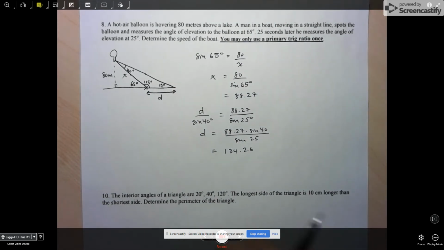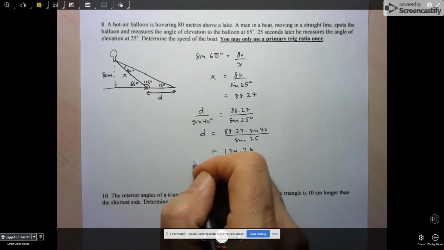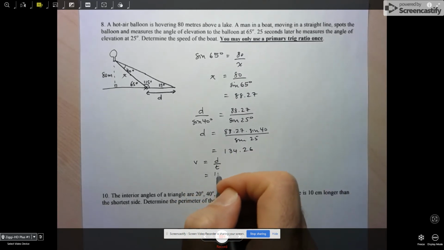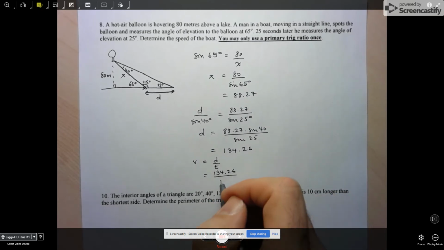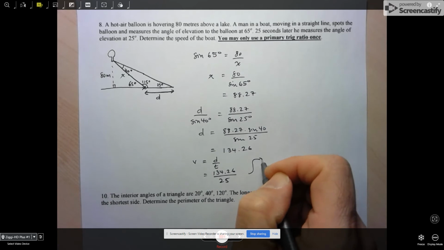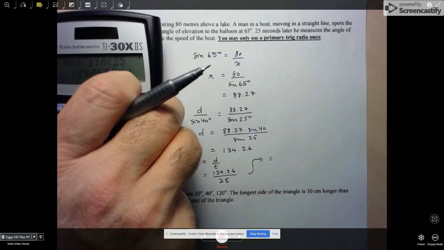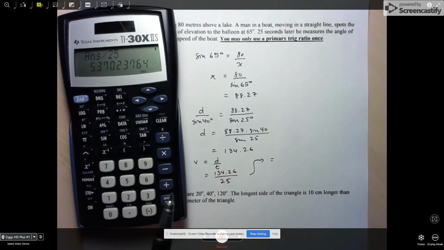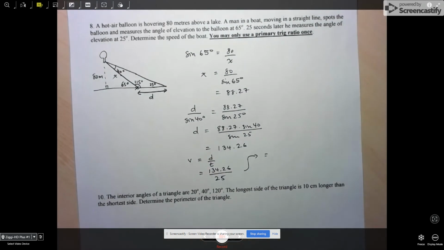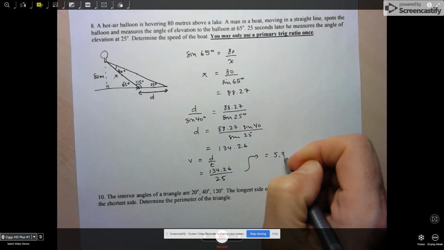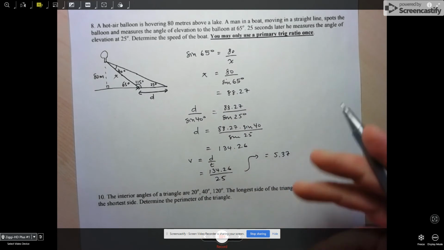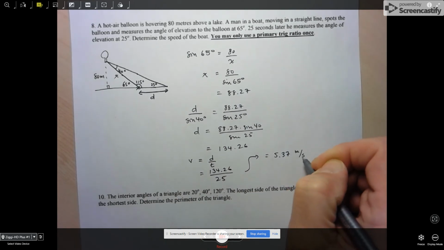This is just the distance. What we're looking for is the speed of the boat. And of course, the speed is given by the distance divided by the time, which is 134.26 divided by the time, which is 25 seconds. So this is equal to, I already have it on the calculator, so let's just divide by 25, and we have 5.37. That was in meters, and time was in seconds, so don't forget your units: meters per second.